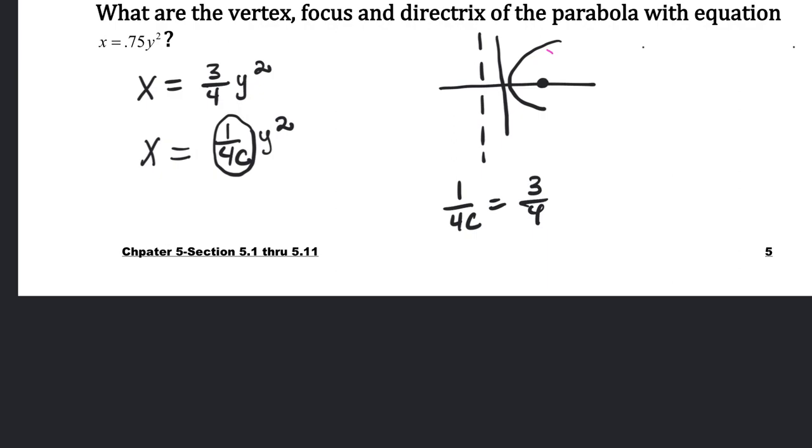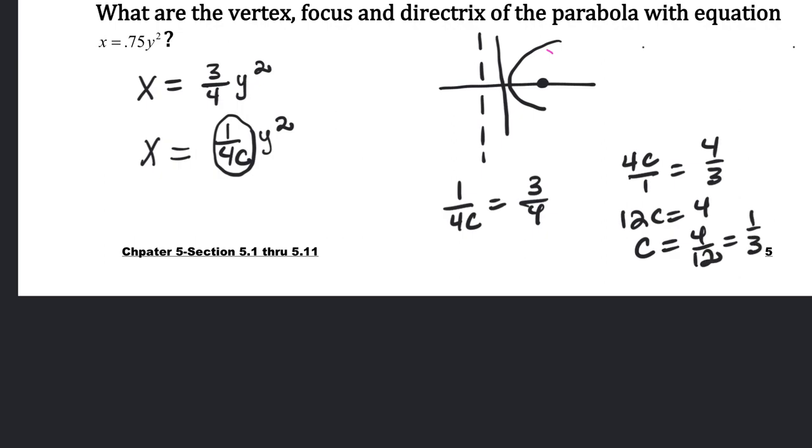I'm going to take the reciprocal of both sides because I want to work with the numerator. Now I'm going to cross multiply. 4c times 3 is 12c, and then 1 times 4 is 4. So c is equal to 4/12, which reduces to 1/3. So I know the directrix is y equals negative c, so y equals negative 1/3. The focus will be 1/3, 0.